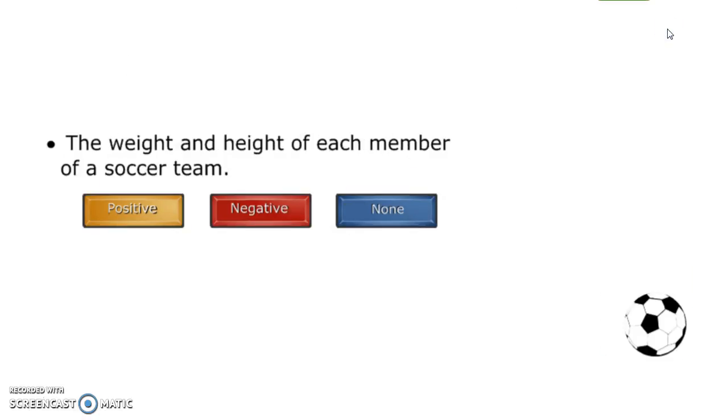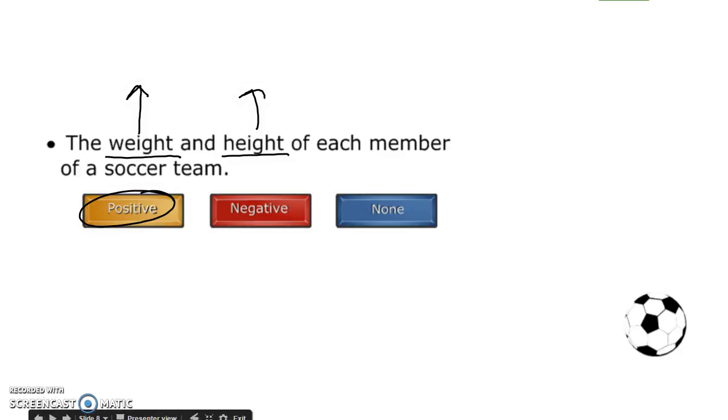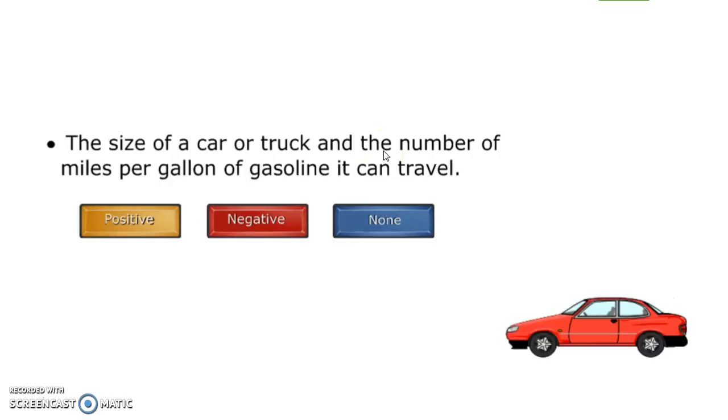What about the weight and height of each member of a soccer team? As the weight of the person increases, what happens with their height? I think there could be an argument for either positive or no correlation, but I think what they were going for is positive because the taller the person is, the more he's going to weigh. Okay? Theoretically. I mean, I know that there are really skinny, tall people and heavier, short people. I don't know. So we could probably say positive or none.